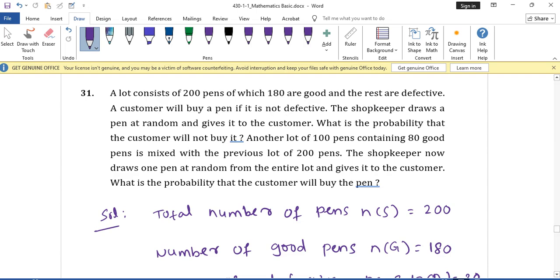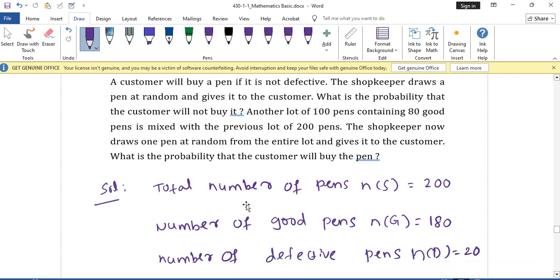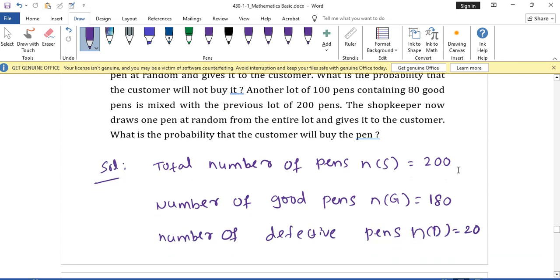In the first situation, the total number of pens is 200. Of these, 180 are good pens, so the remaining 20 are defective. Here we are asked to find the probability that the customer will not buy. The total number of pens is 200 and the number of good pens is 180, so the number of defective pens is 200 minus 180, which is 20.